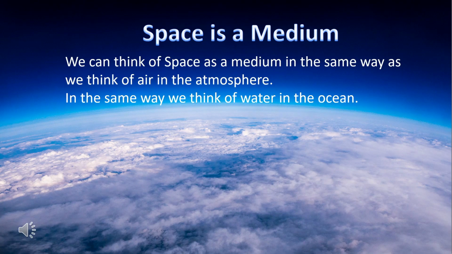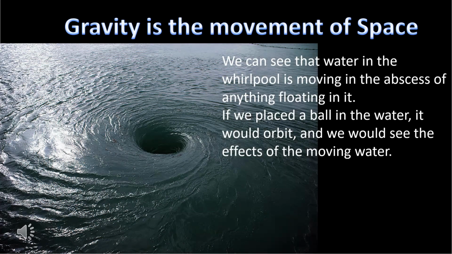If we think of space as a medium, then we can think of space as a medium in the same way as we think of air in our atmosphere, or in the same way that we think of water in our oceans. If we think of gravity as the movement of space, and we think of space like a medium, like the water in a whirlpool, then we can see that the water in a whirlpool is moving in the absence of anything floating in it. If we placed a ball in the water, it would orbit naturally for its location, and we would see the effects of the moving water. We would see the effects of gravity.